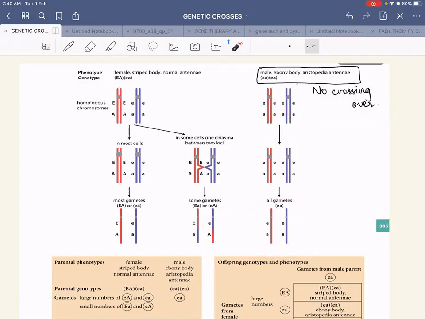In the female fly, which is striped body normal antony, as you can see over here, capital E, capital A, small a, this shows when I put them into brackets, this shows that these alleles are linked, okay? These genes are linked. And over here, the crossing over is occurring. Now there is no crossing over here. And hence, when we have gametes, they will all be written like this.